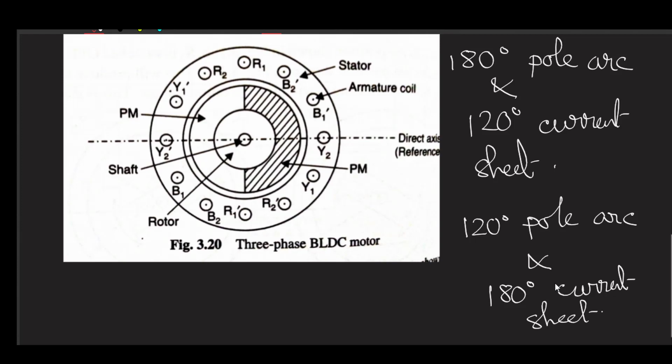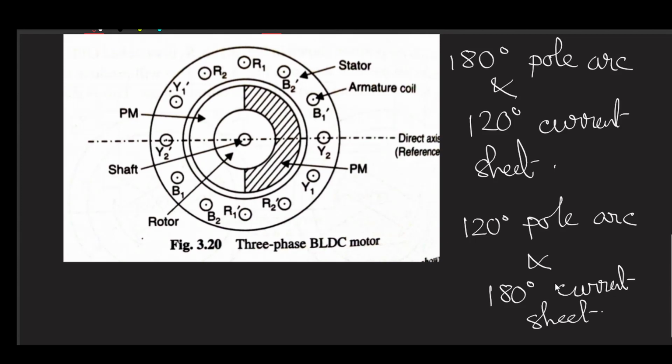So first let us consider the BLDC square wave motor with 180 degree magnet arc. This is what I just showed here. You are having a PM BLDC, a cylindrical motor. One half of the rotor is north pole, another half of the rotor is south pole.